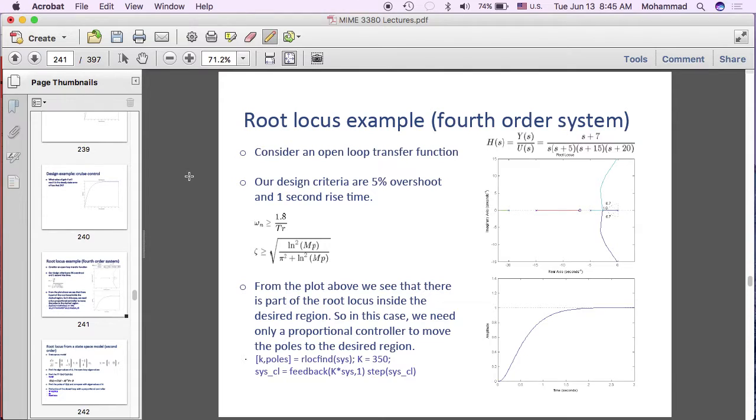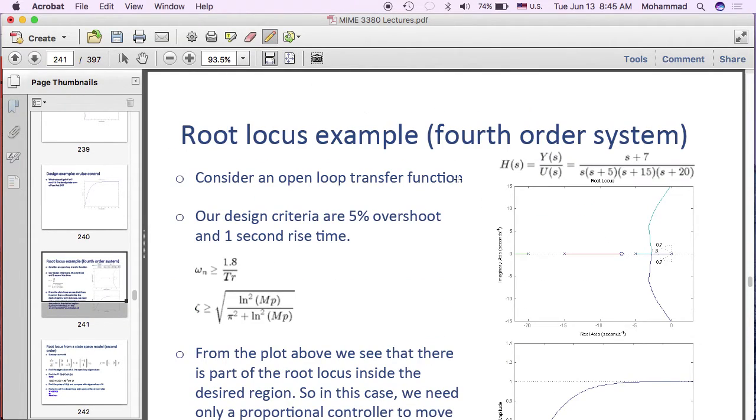So look at this example, please. If you look at the denominator, there are 4 values of s that make the denominator equal to 0. Therefore, this system is a 4th order system. It has 4 poles. How many zeros does the system have? How many values of s will make the numerator of the transfer function go to 0? Just 1. s equals negative 7 is the only zero of the system.